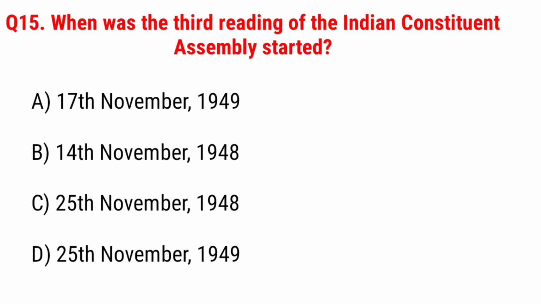Next question. When was the third reading of the Indian Constituent Assembly started? Option A 17 November 1949, B 14 November 1948, C 25 November 1948, D 25 November 1949. Right answer was the option A 17 November 1949.